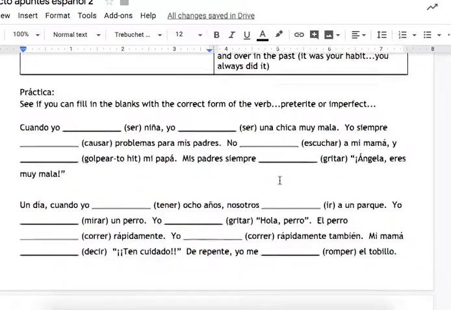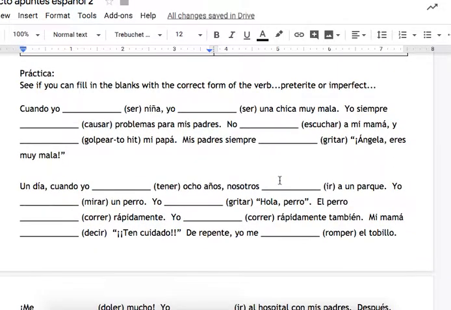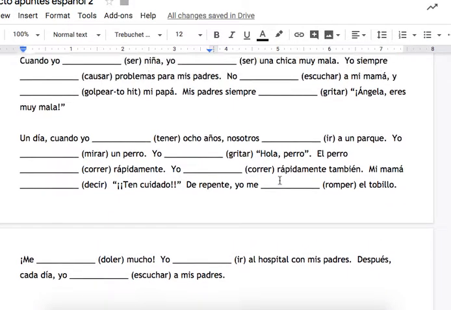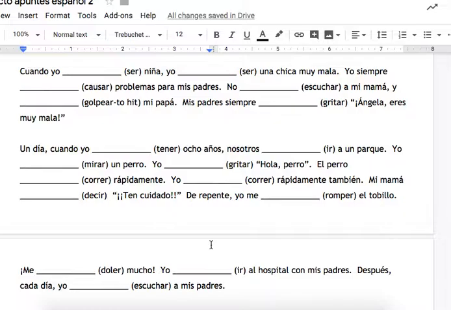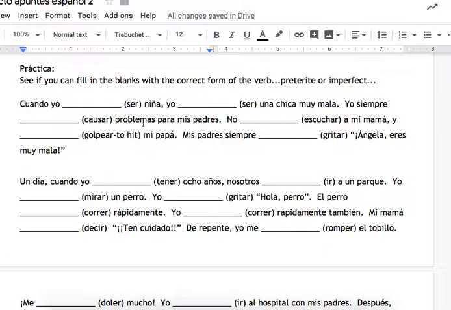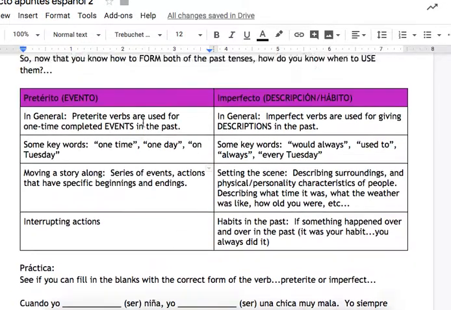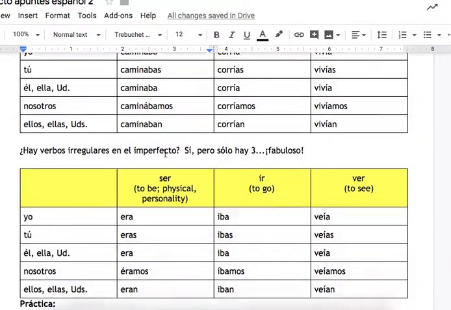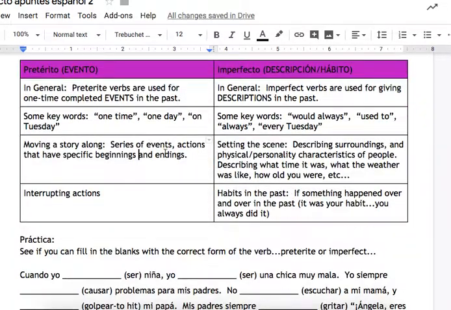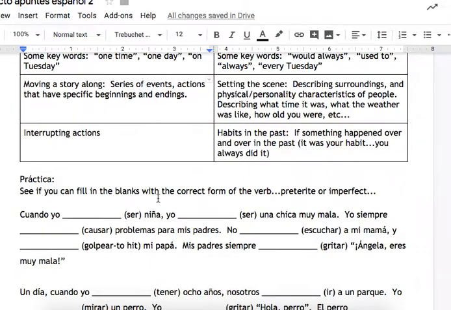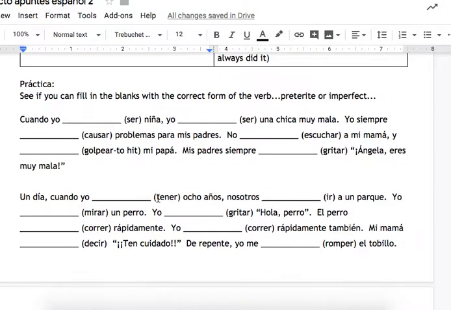Okay, practice. See if you can fill in the blanks with the correct form of the verb, preterite or imperfect. So you're going to need your packets for this, both this one and the other one, and see if you can fill this out. So again, if it's a description, you're going to use these, and if it sounds like a finished action, you're going to use preterite on the other packet. So give this a try, and then we'll go over it after.